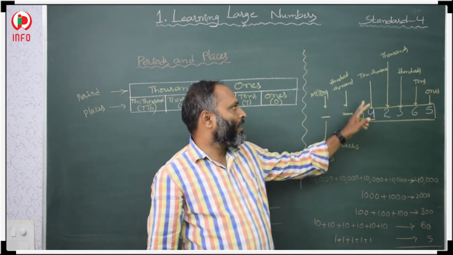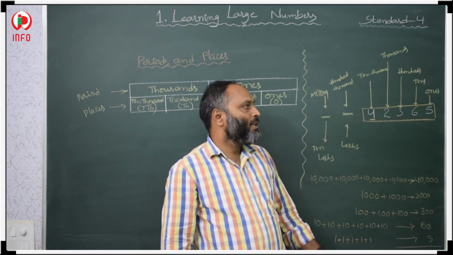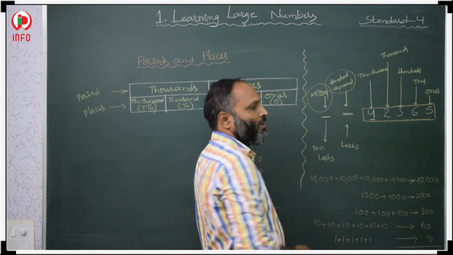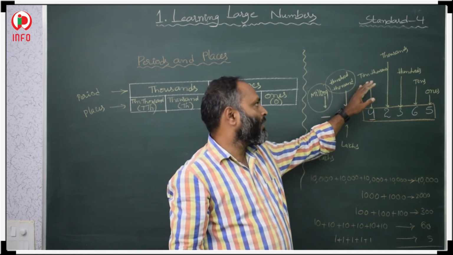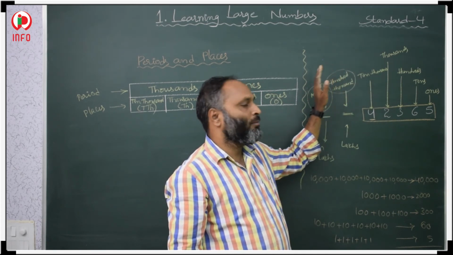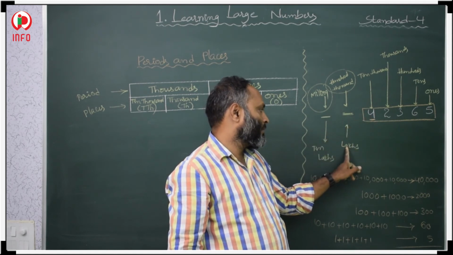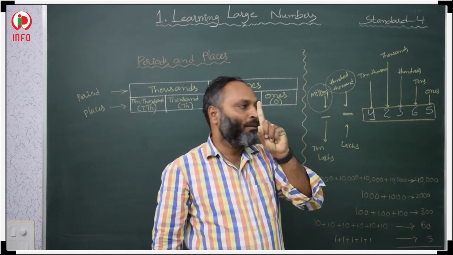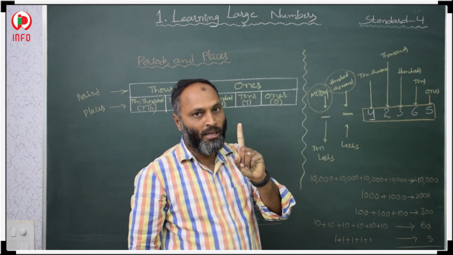Then after the thousands period, 100,000 will come, and after that million will come. This 100,000 and million is the international system, not the Indian system. In the international system, after 10,000, 100,000 will come. Then after 100,000, million will come. But in the Indian system, after 10,000, lakhs will come. After lakhs, 10 lakhs will come. It means 1 million is equal to 10 lakhs. 10 lakhs make 1 million.